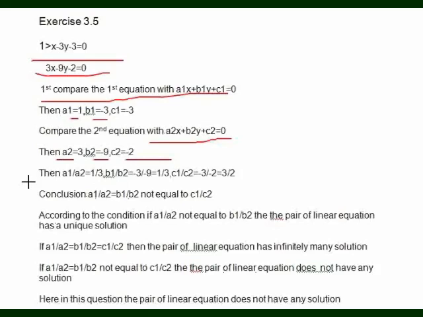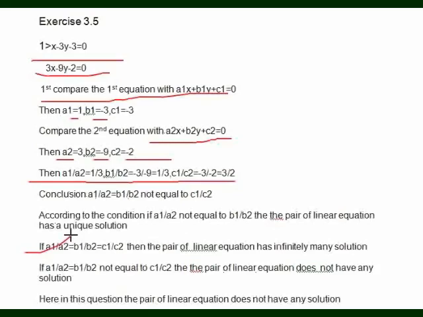And next find the values of a1 by a2, b1 by b2 and c1 by c2. So a1 by a2 will be 1 by 3, b1 by b2 will be minus 3 by minus 9, that is 1 by 3, and c1 by c2 will be minus 3 by minus 2, which is 3 by 2. So next you have to remember three conditions.